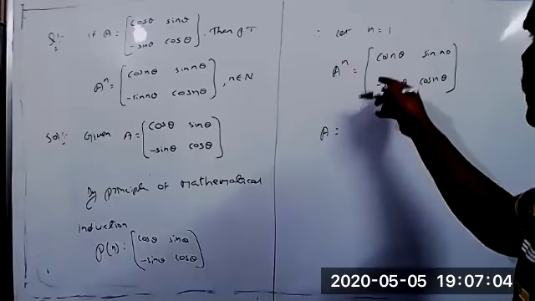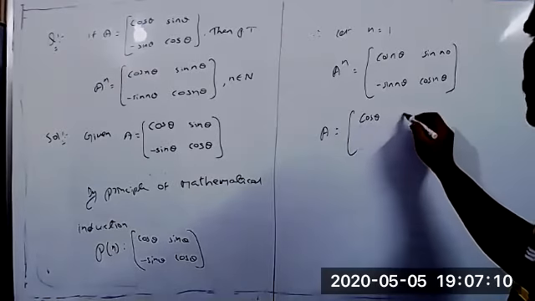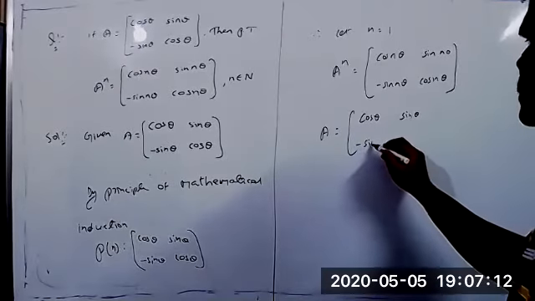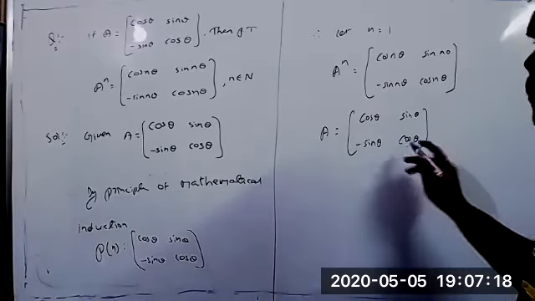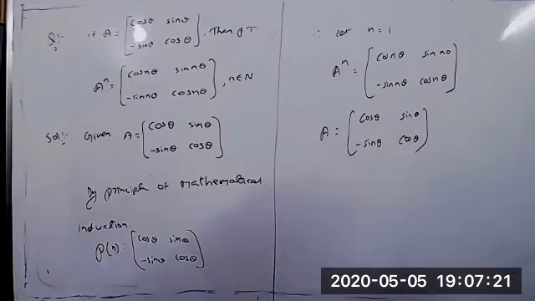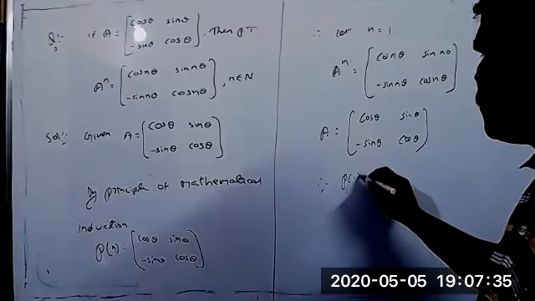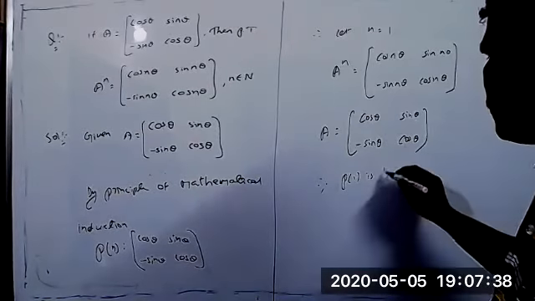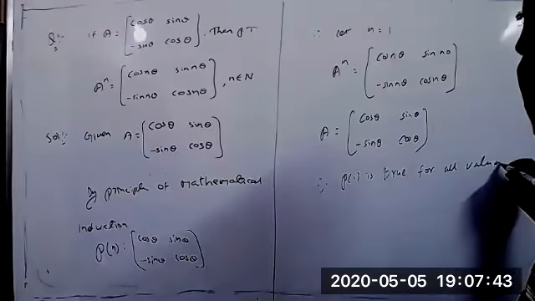So the matrix A equal to what can you tell me now? n equal to 1 means what about this matrix? Cos theta and sin theta, minus sin theta and cos theta. So we got the same matrix now. Means we got P of 1. Then clearly what I can say now, therefore P of 1 is true for all values of n.